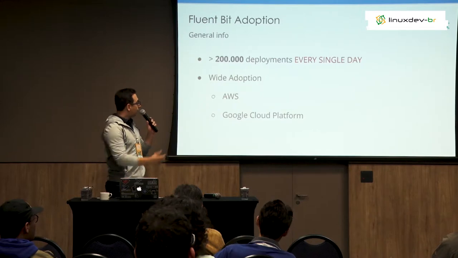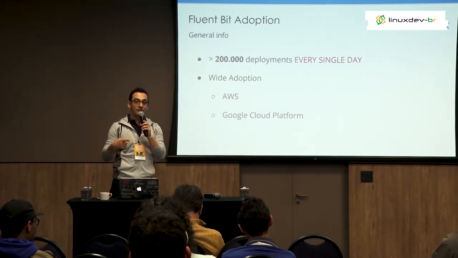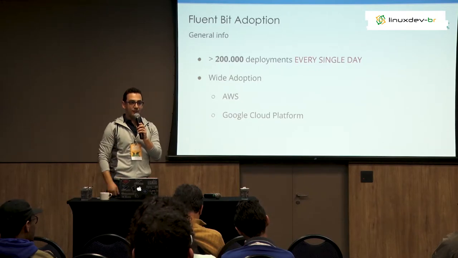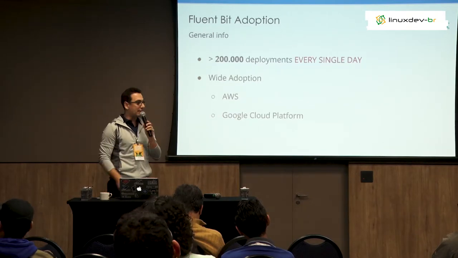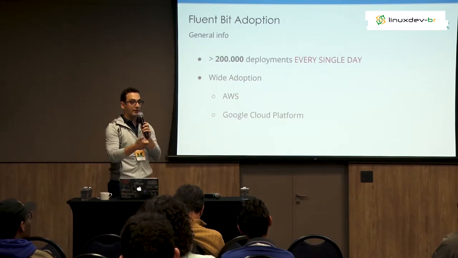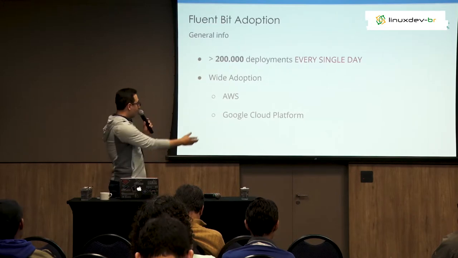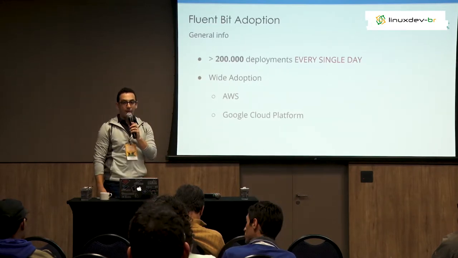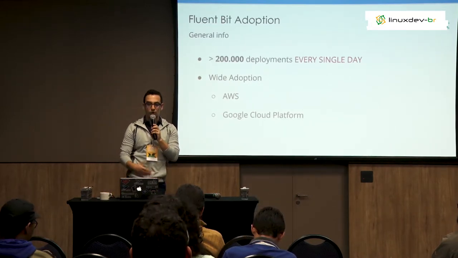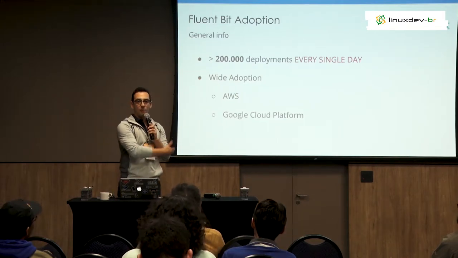So Fluent Bit, at least, is deployed 200,000 times a day. So you can think that in a week we have more than 1 million deployments. That means that for every node deploying Kubernetes, it's deploying Fluentd and Fluent Bit. And we have major adoption now with AWS and Google Cloud Platform. As you can see, most of the big companies are relying on all this open source software.